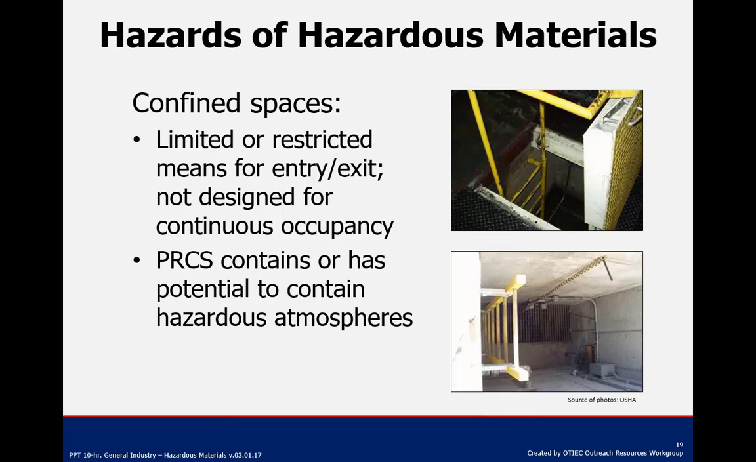OSHA uses this term, permit required confined space, to describe a confined space that has one or more of the following characteristics: contains or has the potential to contain a hazardous atmosphere, contains material that has the potential to engulf an entrant, has walls that converge inward or floors that slope downward and taper into a smaller area, which could trap or asphyxiate an entrant, or contains any other recognized safety or health hazards such as unguarded machinery, exposed live wires, or heat stress. So if you see the term confined space, that's what that means.